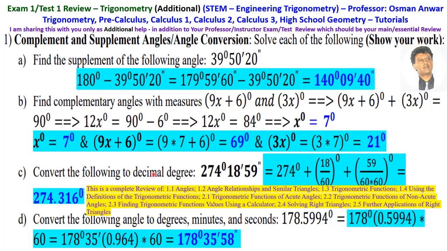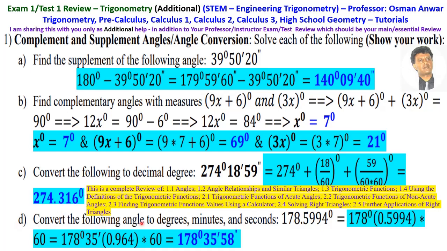Convert the following to decimal degrees: 274 degrees, 18 minutes and 59 seconds. To convert this into decimal degrees, 274 is already in degrees. Then the 18 minutes, just divide by 60, then it is in degrees. Then the 59 seconds, divided by 60 times 60, then it is in degrees. Then when you add them, it is 274.316 degrees.